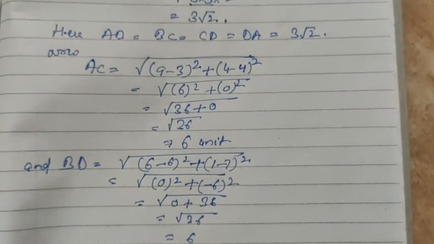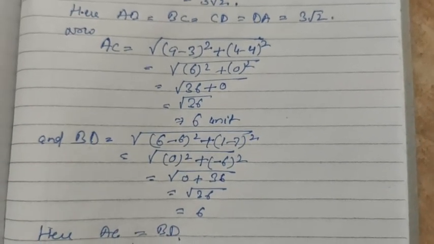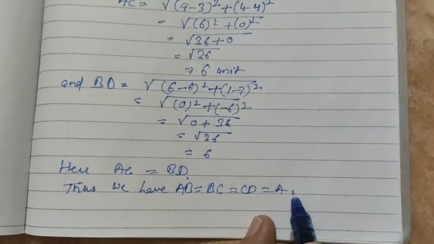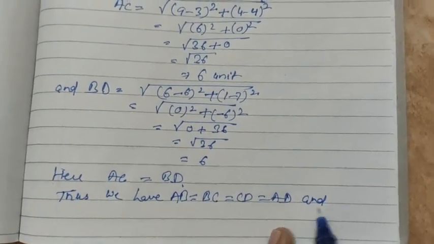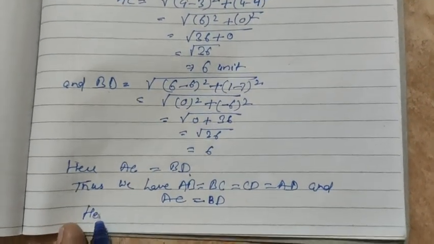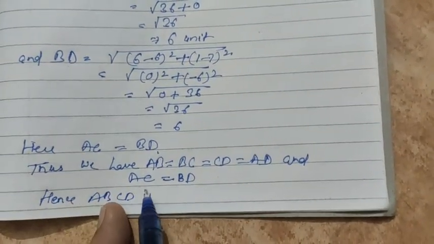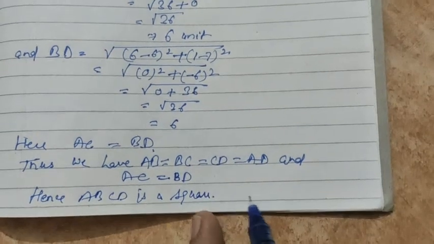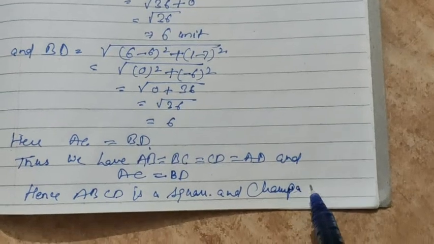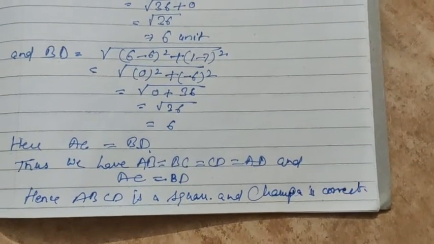Thus we have all sides equal, that is AB equals BC equals CD equals AD, and both diagonals AC and BD are equal. Hence we can say ABCD is a square, and Champa is correct. Champa is correct. So pause the video and note it down.